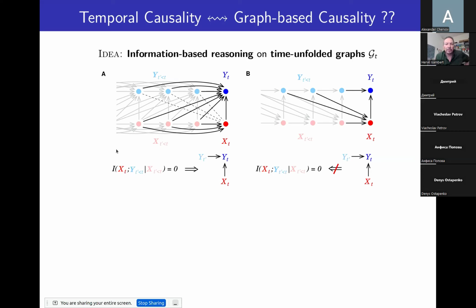So in order to have something vanishing here, conditioning on these nodes, you ought to have no dotted or dashed edges here, because any of these edges would make this non-zero. So this means that there is no edge here.